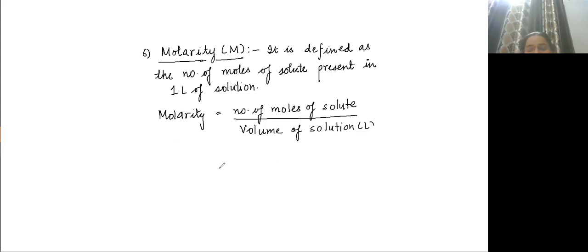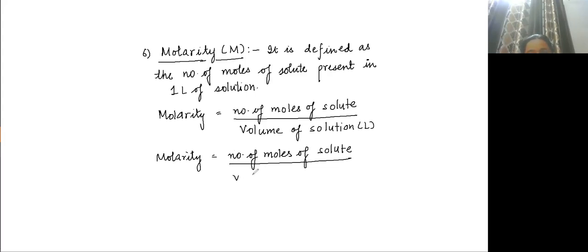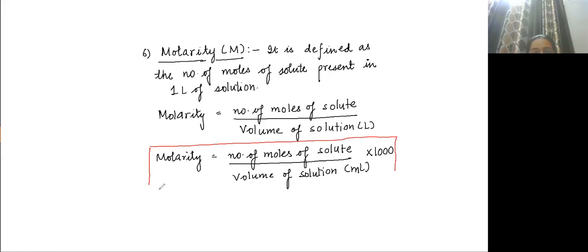Volume of solution in liter. So molarity is equal to number of moles of solute divided by volume of solution in ml into 1000. Generally the formula that we use is the second formula, because volume of solution is given in ml only.